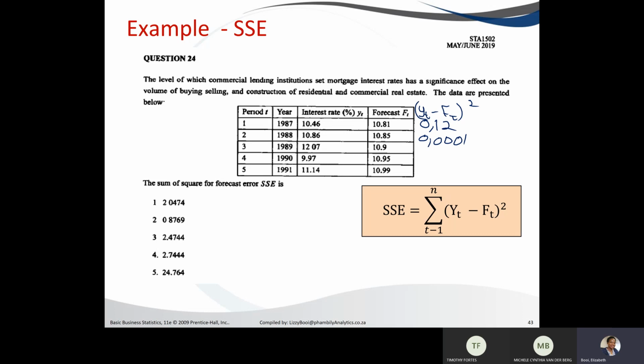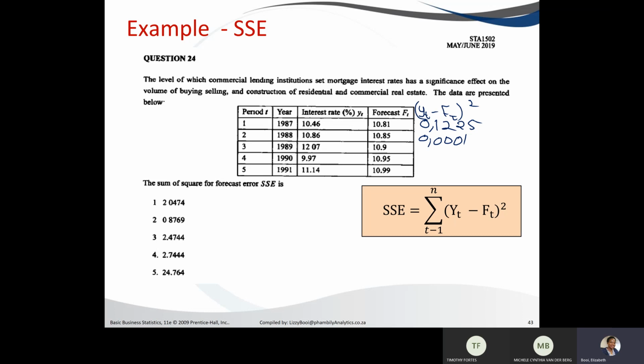I'm going to go back to number 1 as well, because I need to leave my answer in 4 decimals. It's 0.1225. Okay, so we can move on to the next one.